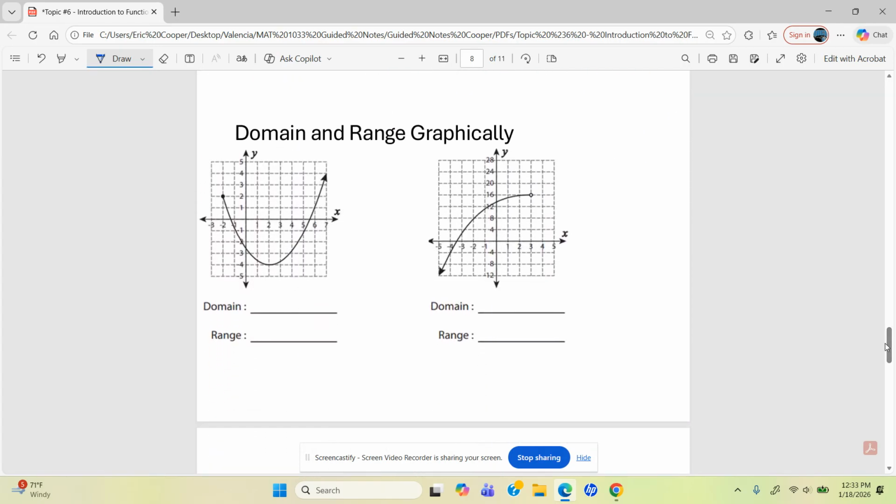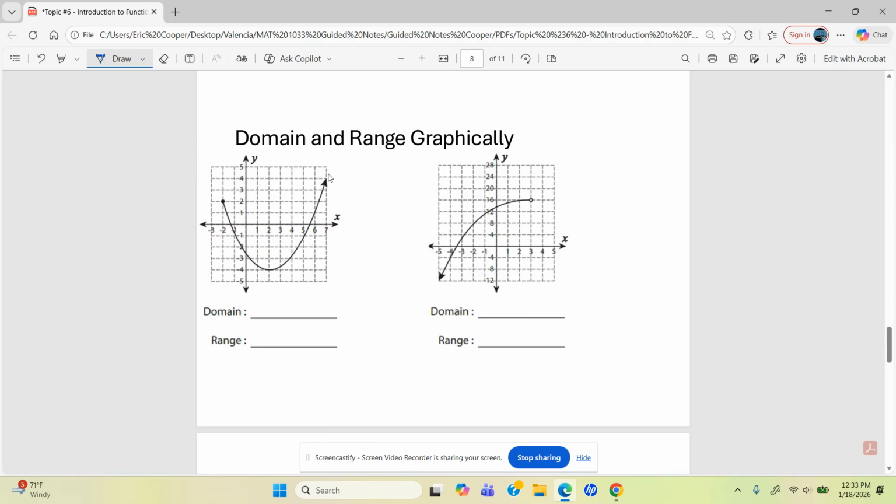Let's do a couple more. In this value, we've got this arrow here. This is going up and to the right forever. So again, we'll get to that when it gets to the domain and range.